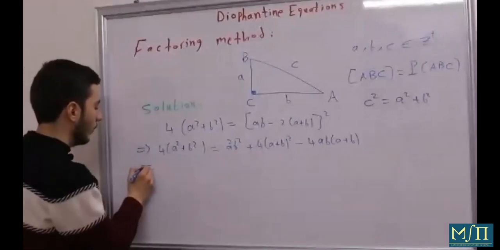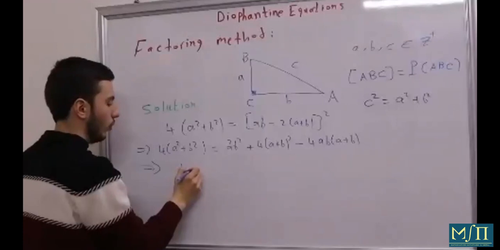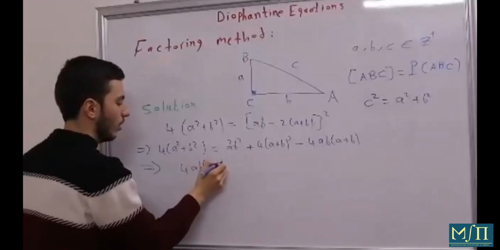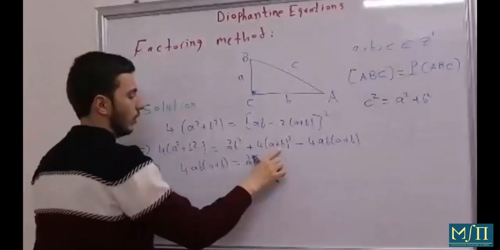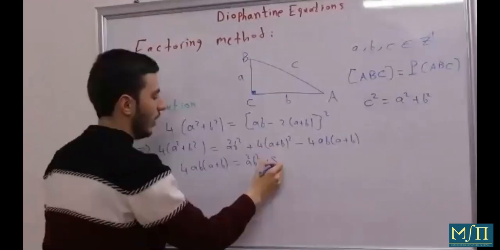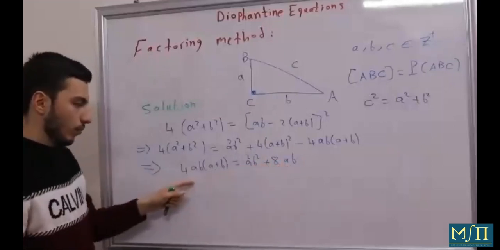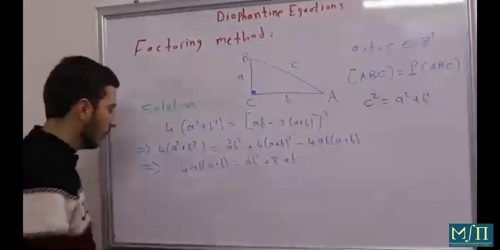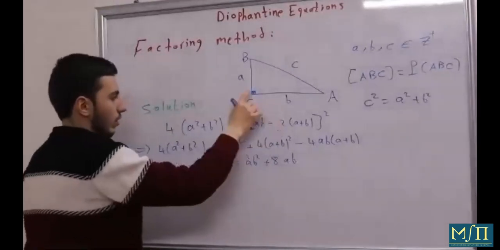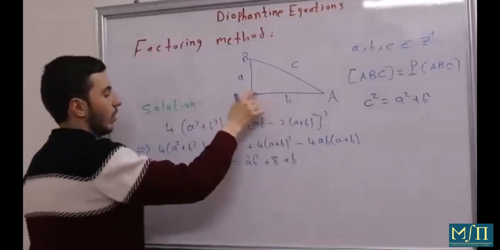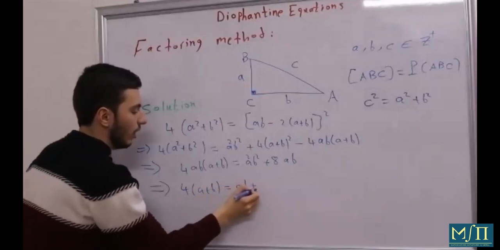So now we have, let's take this here, 4 times AB times (A plus B) equals (AB) squared plus 2 times AB times (A plus B). So now we have this simple equation. Of course, we have AB everywhere, so we can divide by this AB and simplify. And of course, A and B are greater than 0 because they are lengths. So we have 4 times (A plus B) equals AB plus A plus B.